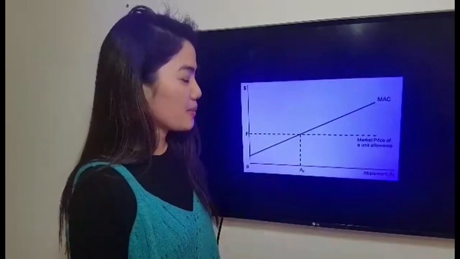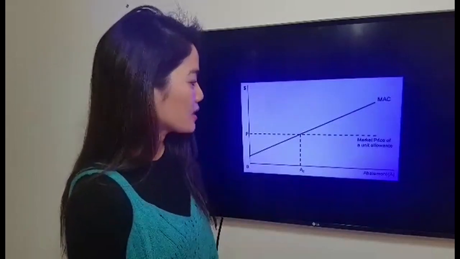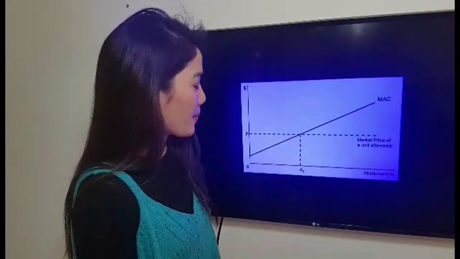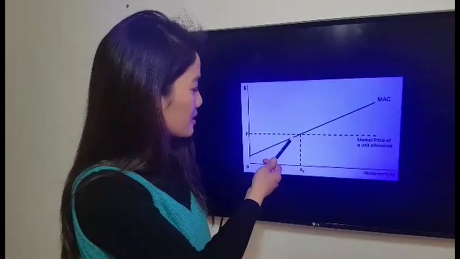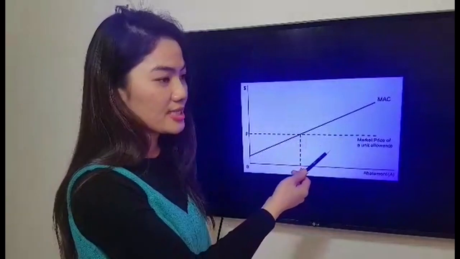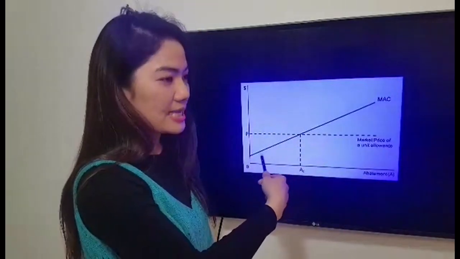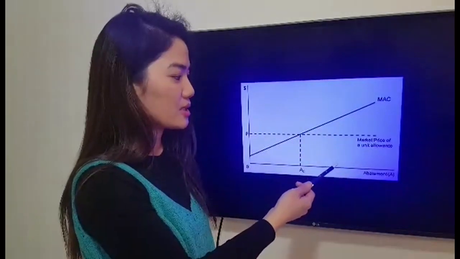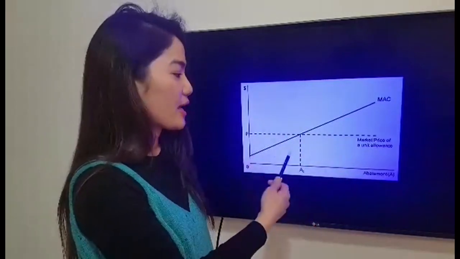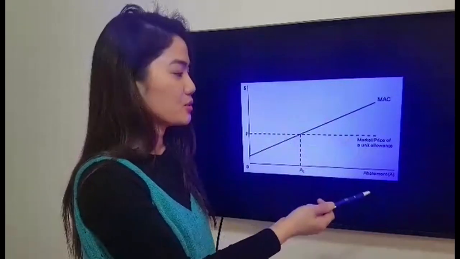The allowance suppliers are willing to sell off their excess allowance to another party because their marginal abatement cost is lower than the market price. So as long as they can sell the abatement allowance at a price higher than the marginal abatement cost, they are willing to sell.